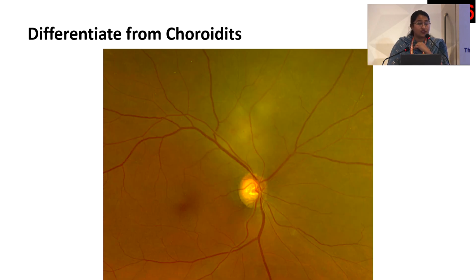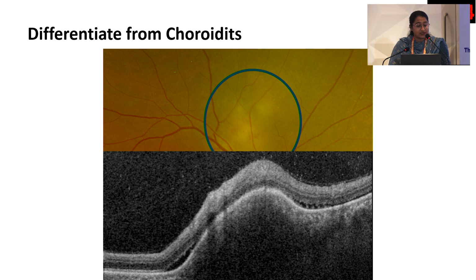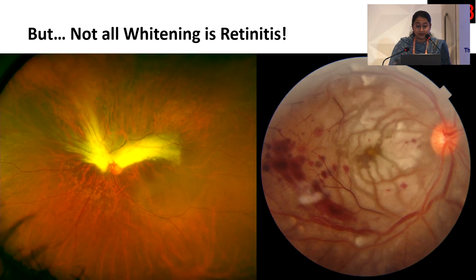We need to differentiate these patients from choroiditis. Because choroiditis is deeper, it is more yellow. The deeper we go, the more yellowish the lesion becomes. So we did an OCT through this, and we can see that there is thickening of the choroid at this area. So this was a case of focal choroiditis.